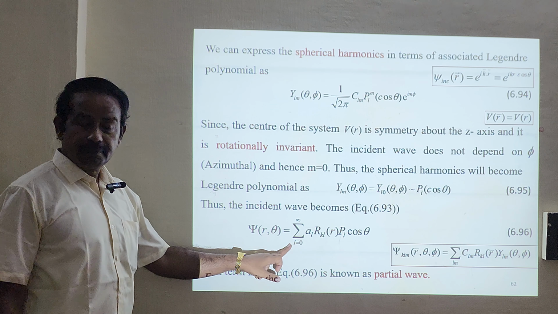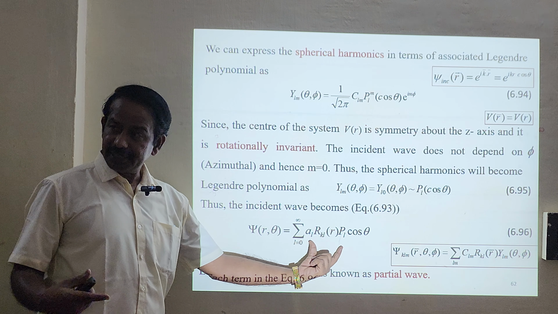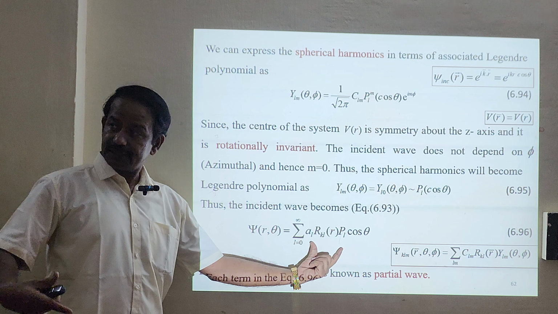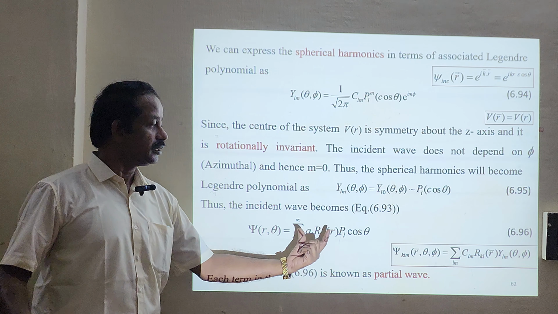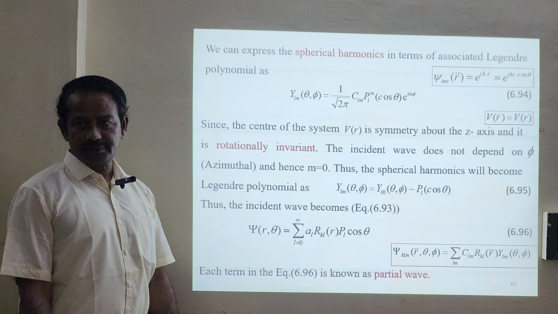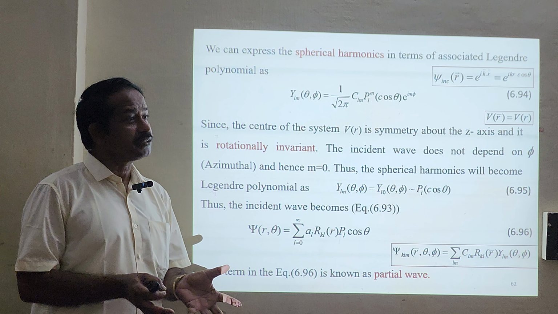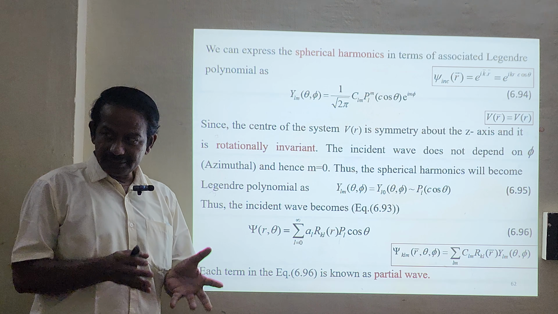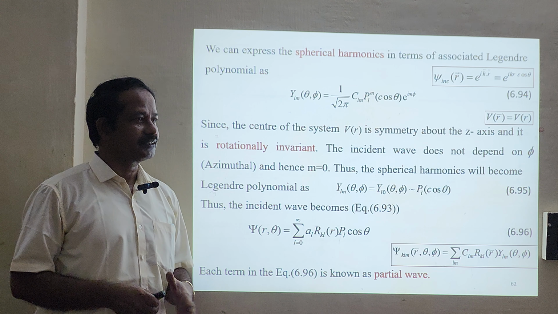Now for L equal to 0 we can have one expression, for L equal to 1 we have another expression, and for L equal to 2 we have another expression. So each wave is nothing but a partial wave. The collection of all the partial waves is what we get at the end; they will interfere and we will get the scattering waves. So that's the idea.